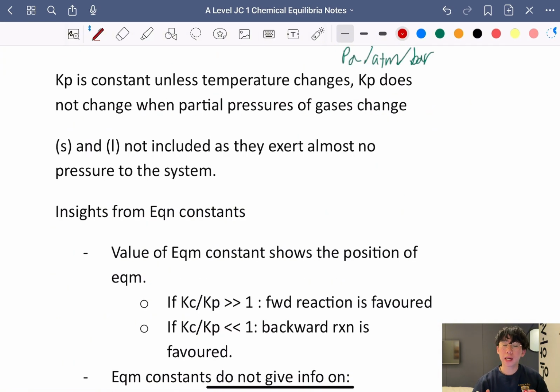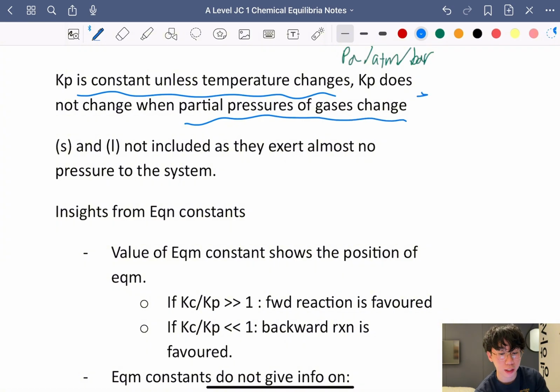Kp is also a constant unless temperature changes, and it does not change when the partial pressure of gases changes. Again, another key pointer to take note. Also, solids and liquids inside an equation for a Kp expression are not included because they relatively do not exert any pressure on the system itself.